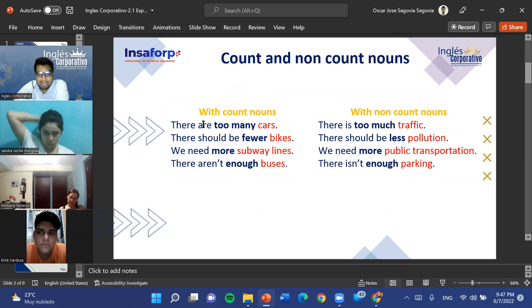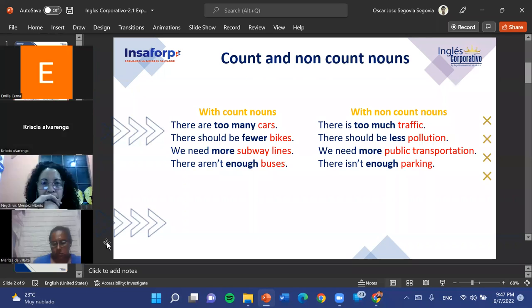So, what do you guys think? There are too many cars. Do you think there are too many cars in our country? What do you think, Nady? Do you think, yes, there are too many cars? Or do you think it's okay, the amount of cars that we have? Yes, there are too many cars. Okay, so that's also why we get a lot of traffic, because there are too many cars.